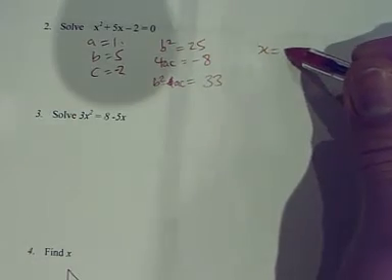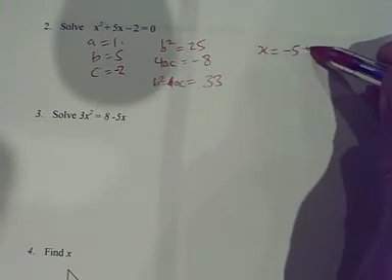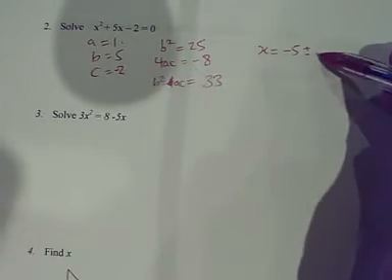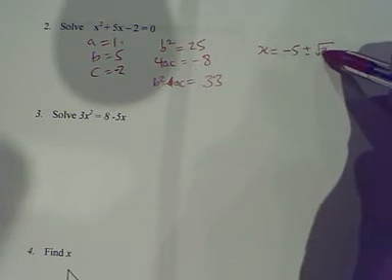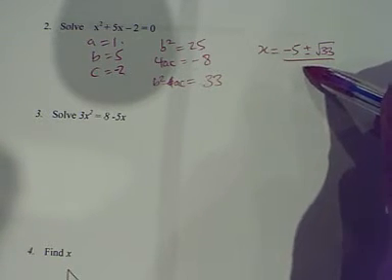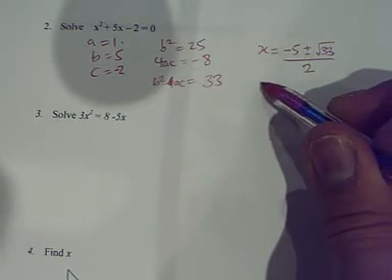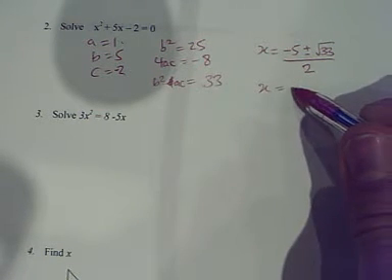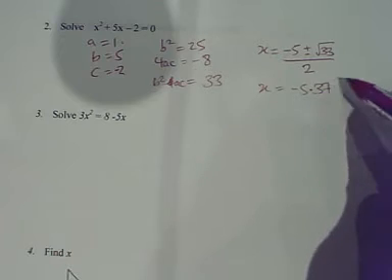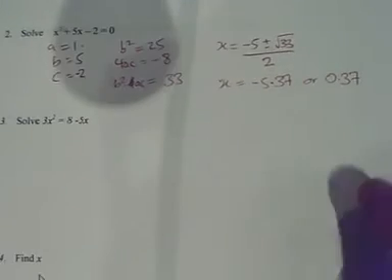So x equals negative b. Now b is 5, so negative b is -5, plus or minus the square root of b squared minus 4ac, all over 2a, not just the end bit. 2a is 2. So you get -5 plus or minus square root of 33 over 2, which, if I remember right, gives you approximately -5.37 or 0.37, something along those lines.